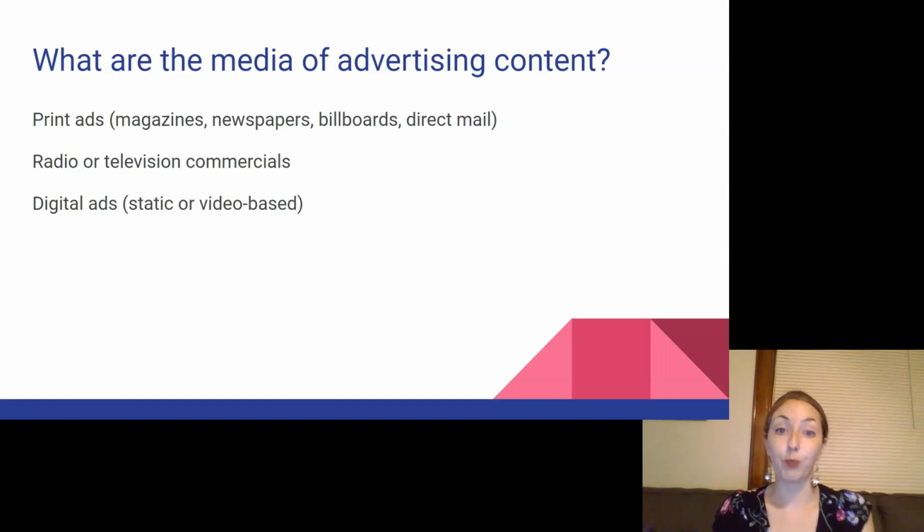We also think about broadcast content, such as what we get on radio waves or on airwaves for our television, if that's how we consume our television. And then there's digital content, which can be either static, like an image that you see when you're scrolling on Instagram, or video-based, like a video that you see when you're on your other social media streams. These digital ads are technically also what we see when we're on Hulu and we see an ad break. That's a digitally delivered video ad.